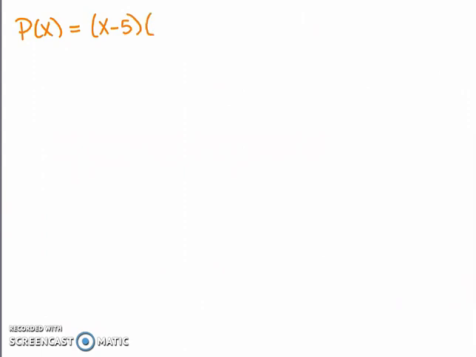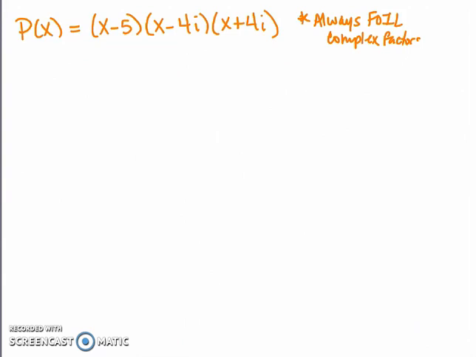x minus 5 times x minus 4i times x plus 4i, because again, my three solutions are positive 5, positive 4i, and negative 4i. And now I just have to FOIL this out, but I'm going to put a little note here. We should always FOIL the complex factors first. The math is so much easier if you do it that way. So we are going to start by FOILing these two.